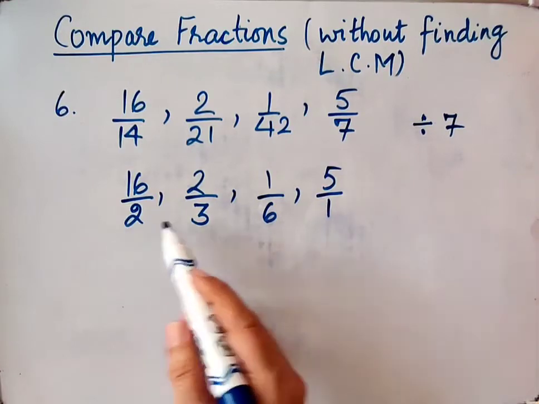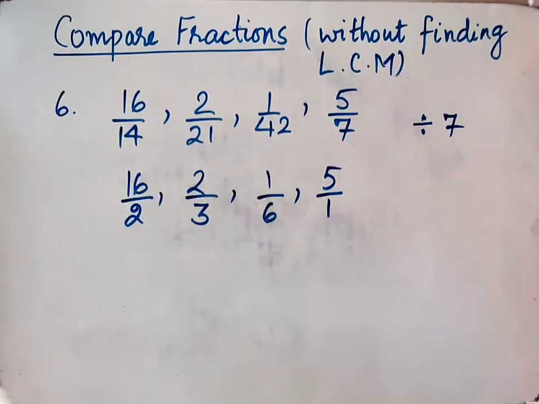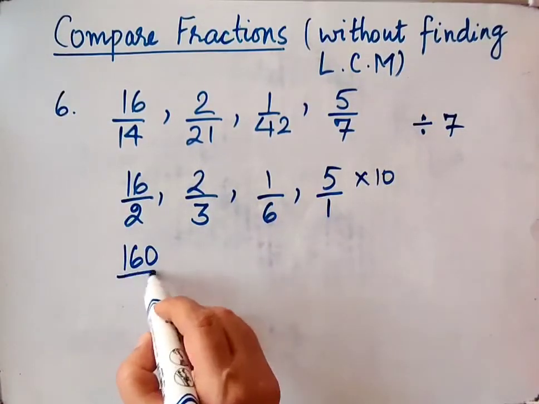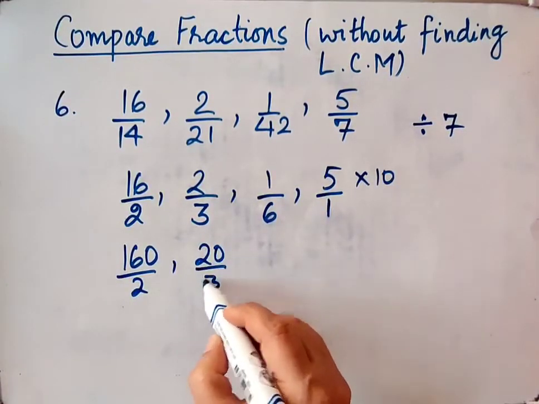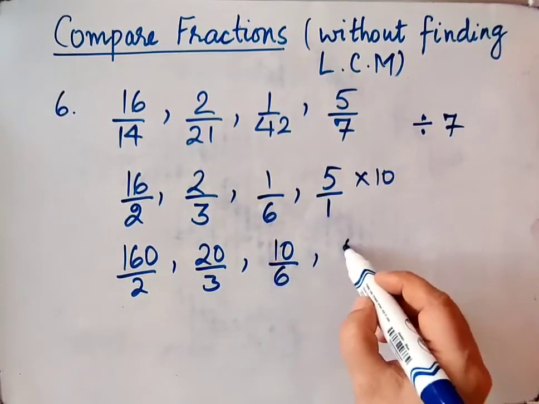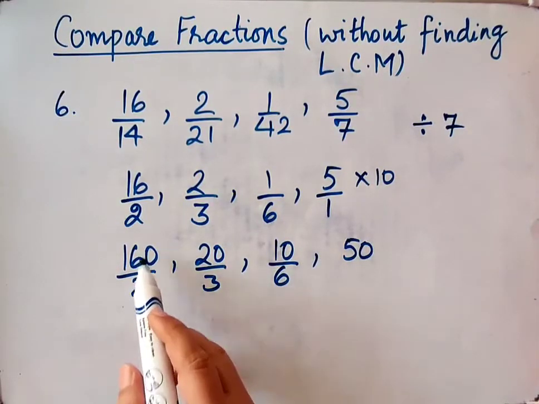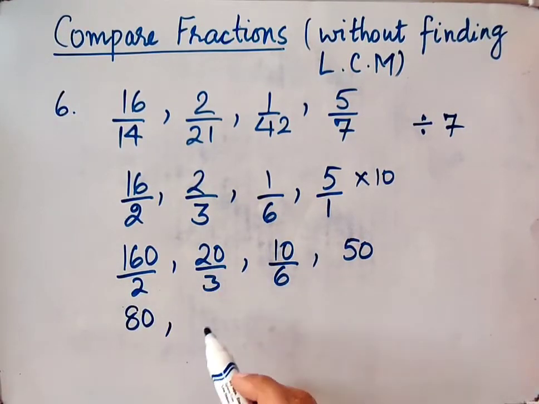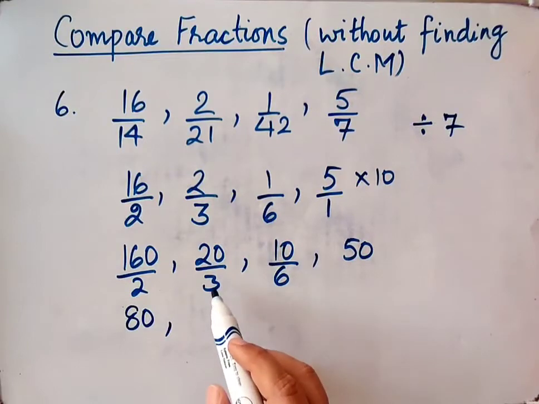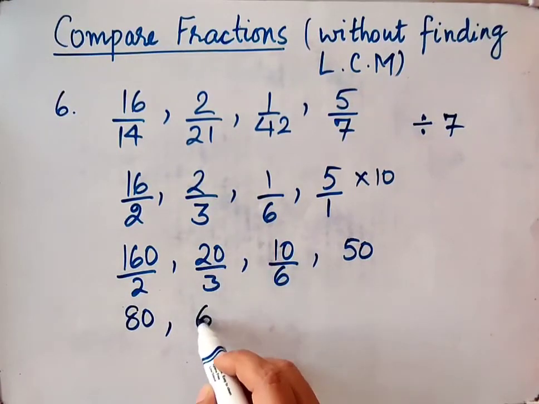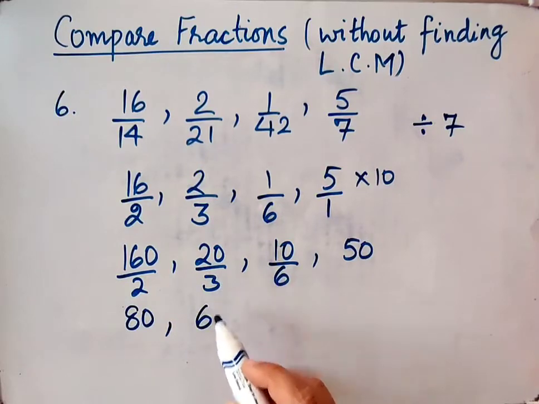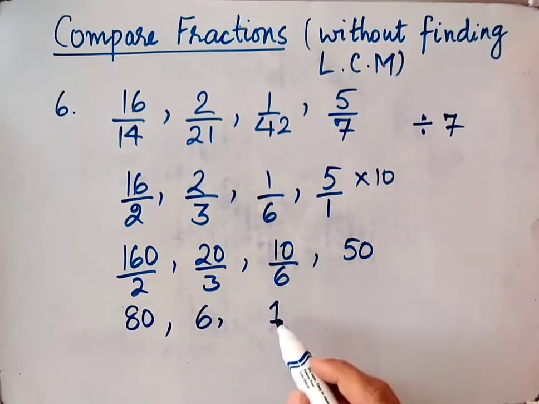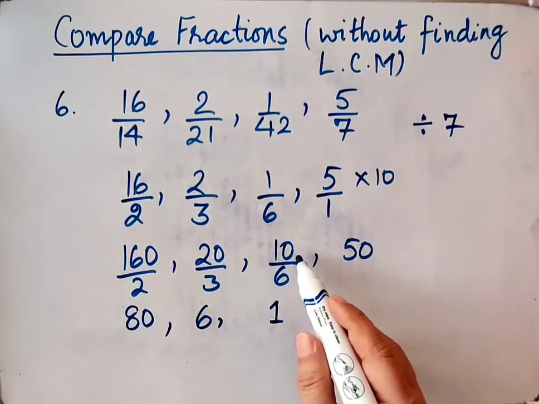Okay, now see, these have been reduced, but still you cannot compare them. So what will I do? I will multiply all the numerators by 10. This becomes 160 by 2, 20 by 3, 10 by 6, and this becomes 50. 2 8 times gives me 16, so this becomes 80. 20 by 3: I don't need to divide completely. Still, 3 6 times gives me 18 and 3 7 times gives me 21, so I will go for 6. 10 divided by 6 gives me 1. 6 1s are 6 and 6 2s are 12, that is bigger than 10.